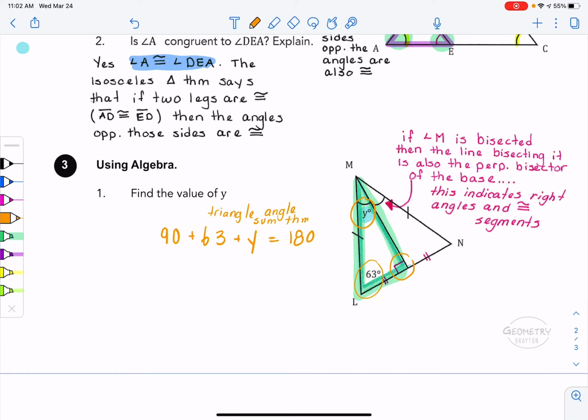So if we solve for y, we have 63 plus 90, and if we subtract that from both sides, I did 60 plus 90 in my head really quick, that's 153. So oops, back up. All right, so 180 minus 153 is going to be 27 degrees. That is your value of y.